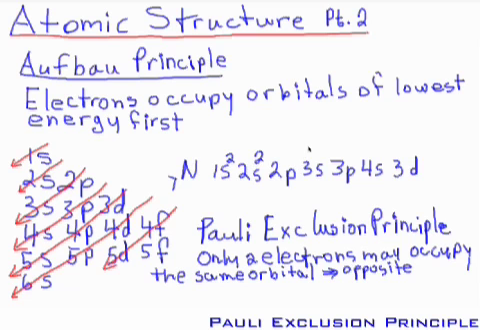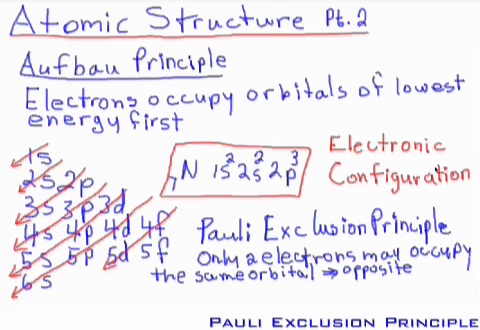How many electrons do I need to put in my p? 3. And so I didn't have to write these other subshells. Didn't have to write them at all. And this is my electronic configuration for nitrogen.